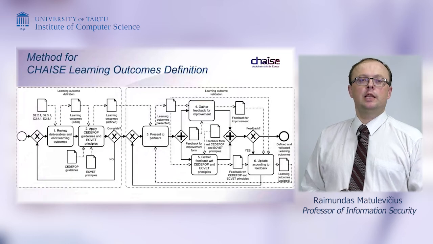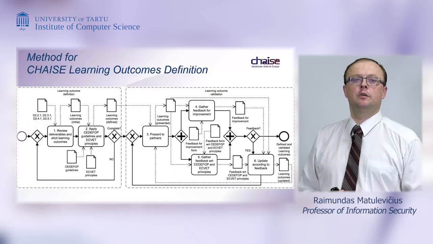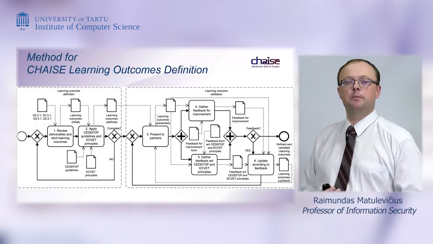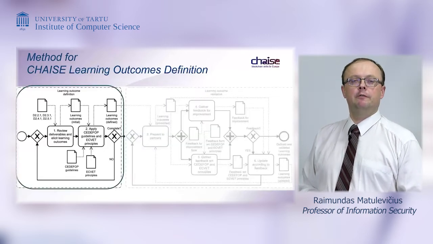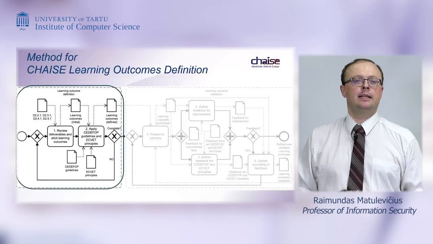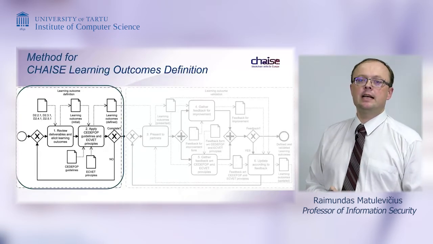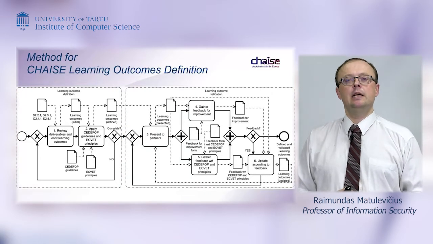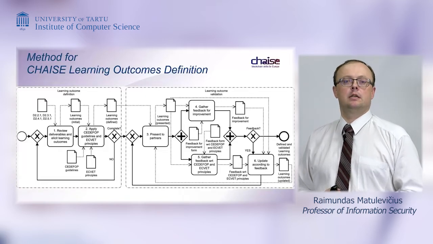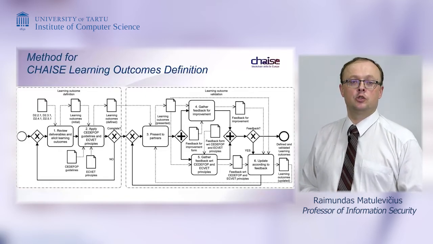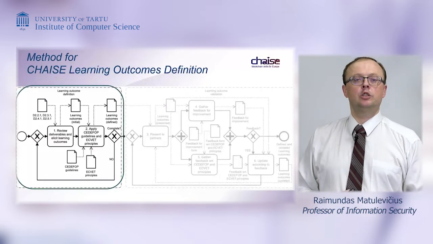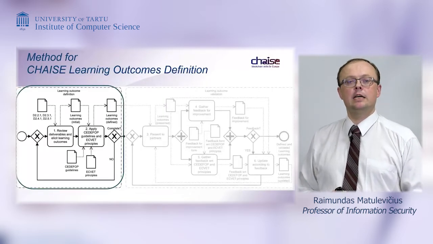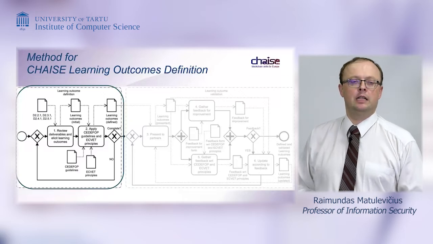To do so, we have applied the method for the learning outcomes definition. This method consists of two iterative stages. In the first stage, we were defining the learning outcomes themselves. In the second stage, we were discussing and agreeing about these learning outcomes with the project consortium, with the project partners. So let's look into each of the stages separately and let's see how these learning outcomes were developed.